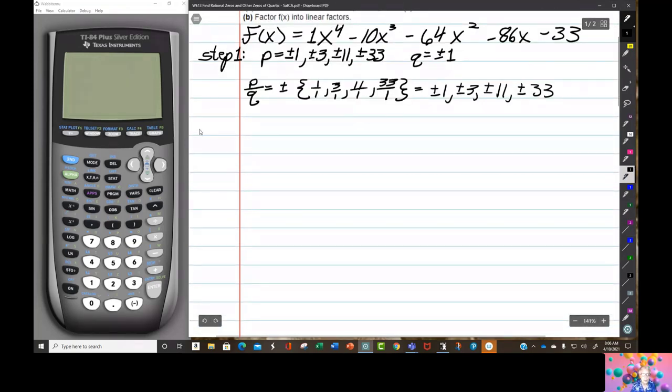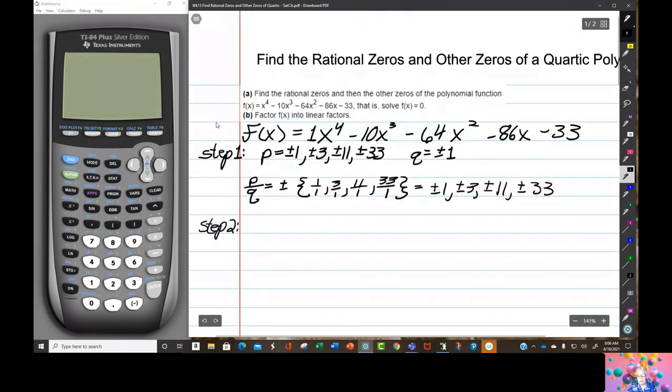So now step 2 is to graph f of x and look at it really closely to find some of the zeros, that is the x-intercepts when they're real, some of the x-intercepts that match up with some of these numbers. We hope.